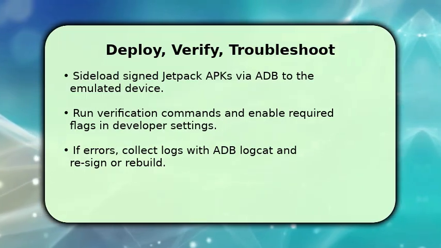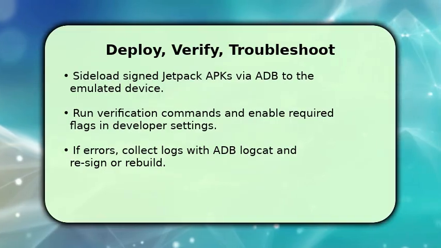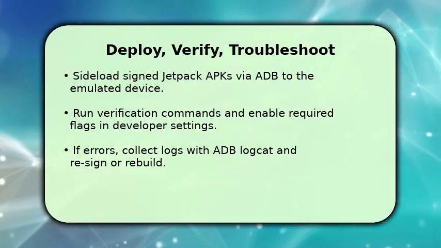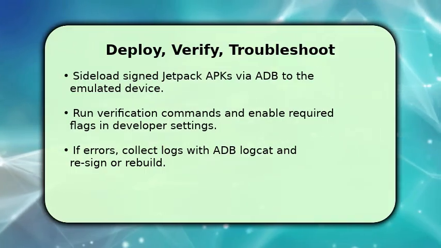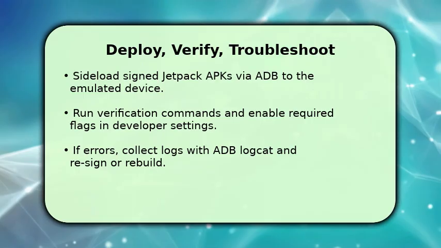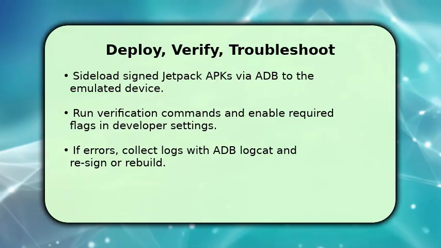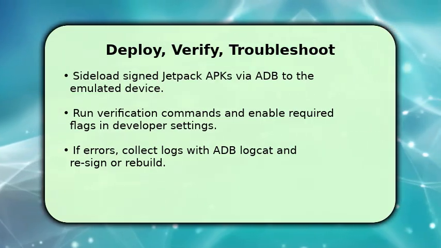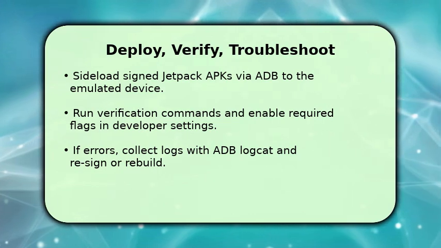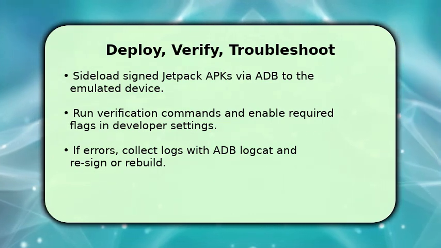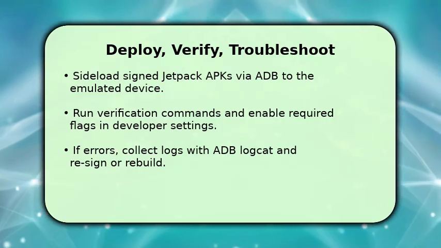Once installed, launch and verify features. Check chrome://flags or developer settings for any toggles Jetpack requires. If something fails, capture logs with ADB logcat and check for signature or ABI mismatches. Make sure your build targets the same CPU architecture as the image. If problems persist, re-sign with the correct keys and rebuild native libs before repeating deployment.